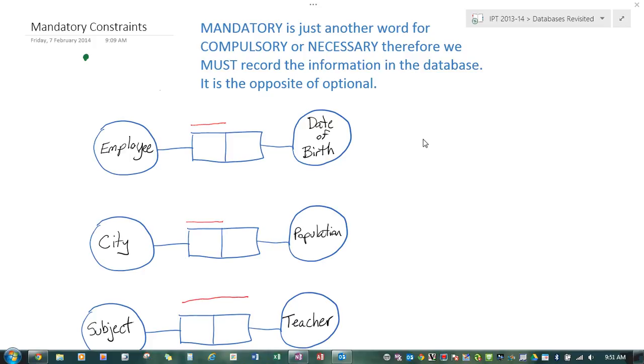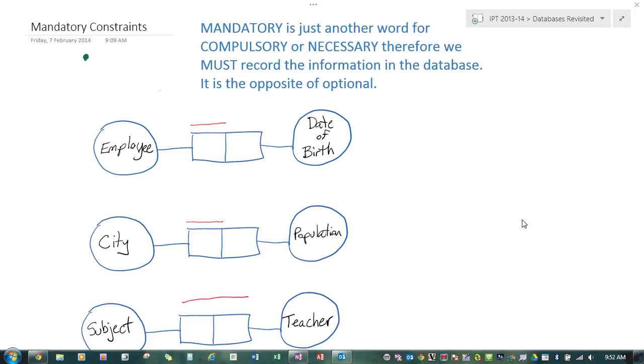Uniqueness constraints, the next ones are mandatory. Mandatory means compulsory or necessary, so you must have it. These ones are pretty simple to do again, so you'll remember last time we had our uniqueness constraints. Yes, Henry? Yeah, is it the opposite of optional? It is. Well, I'm really pleased that you can read.